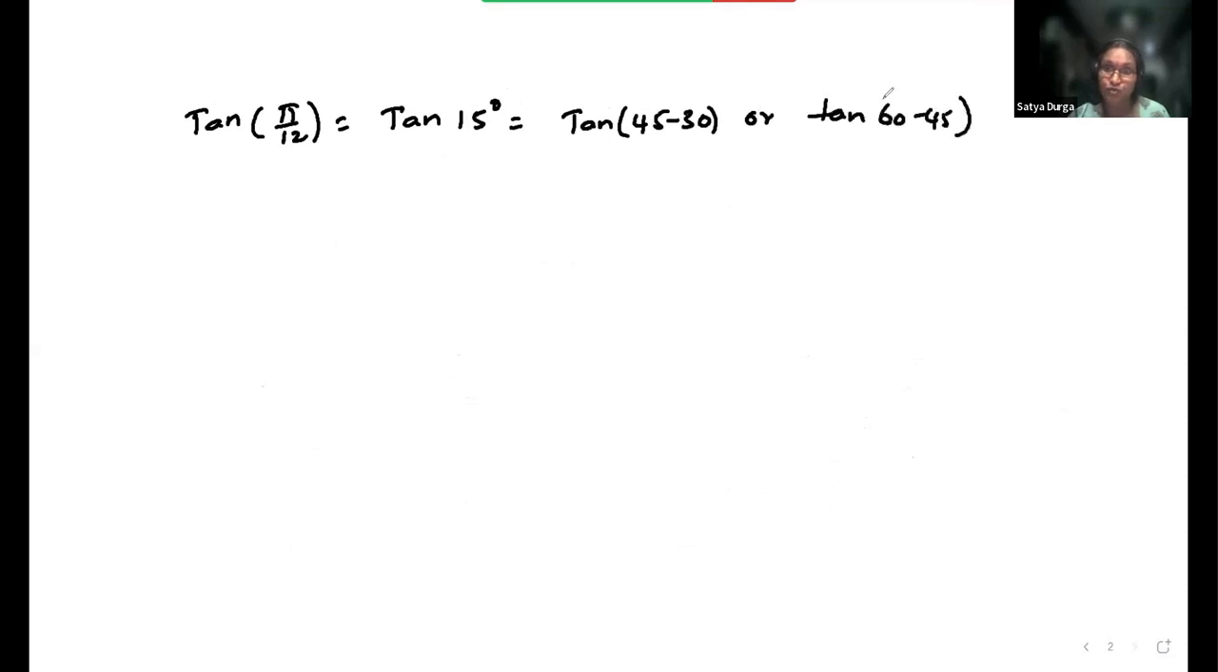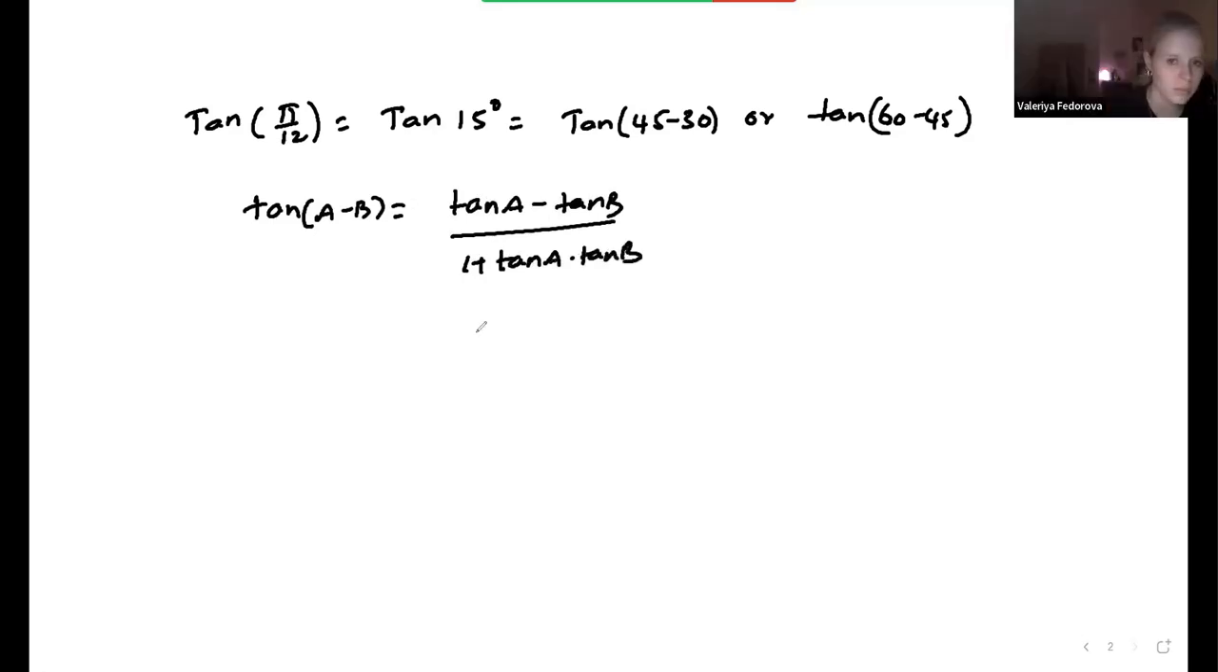Now see, tan of pi by 12, they're asking the answer. Tan of pi by 12 means tan how many degrees? 15 degrees. Okay. Now you can write tan 15 degrees as 45 minus 30, or you can write it as tan 60 minus 45. Both, you can write in any way. Why? Because we know both the values, no? So tan of a minus b means what's the formula? Tan a minus tan b by 1 plus tan a tan b. Correct?